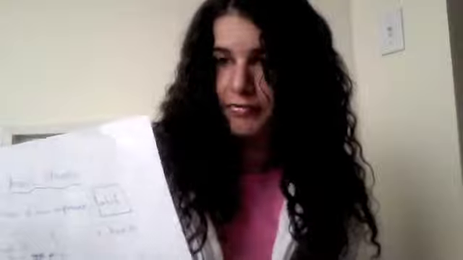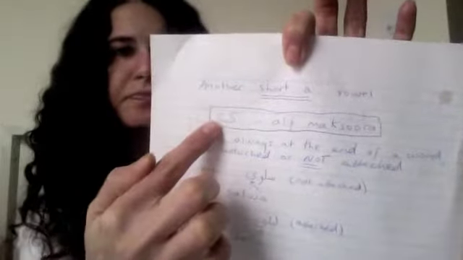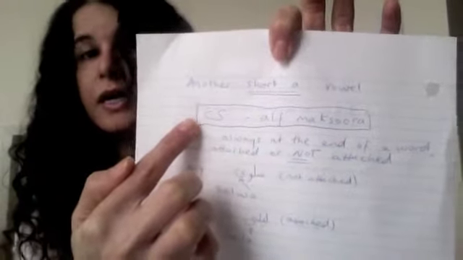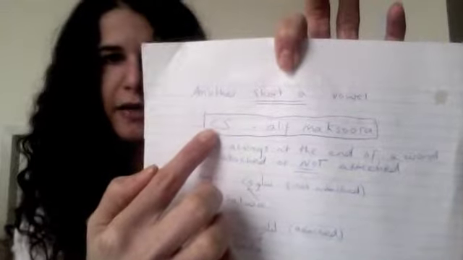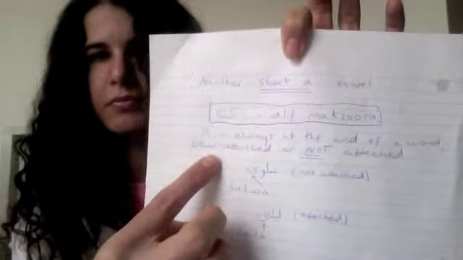However, we do have another short A vowel, and it's called alif maksura, which literally means the broken alif. So this is what it looks like right here. That's the alif maksura, and it's also a short A. But the difference is that this alif maksura always comes at the end of the word, and it is either attached or not attached.